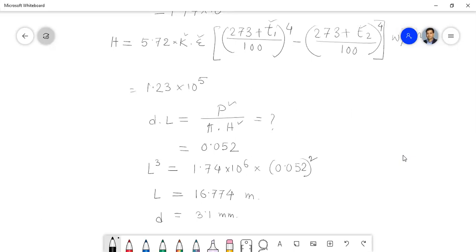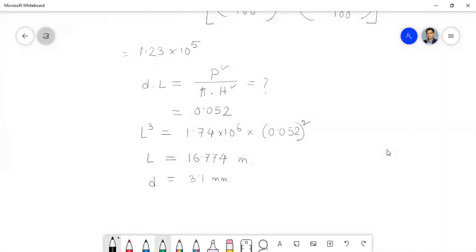Okay, so that means we have found these two values. But this is a very long wire which will be used for the heater. Now, generally, what we do, we make a coil kind of thing. So by taking this wire, we do like this.